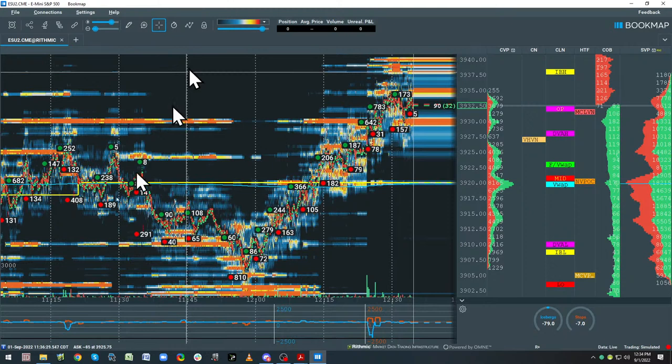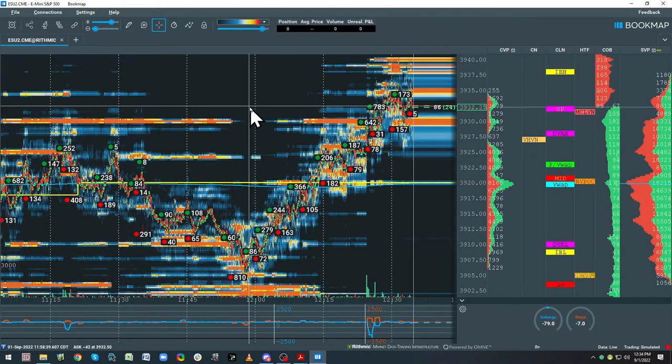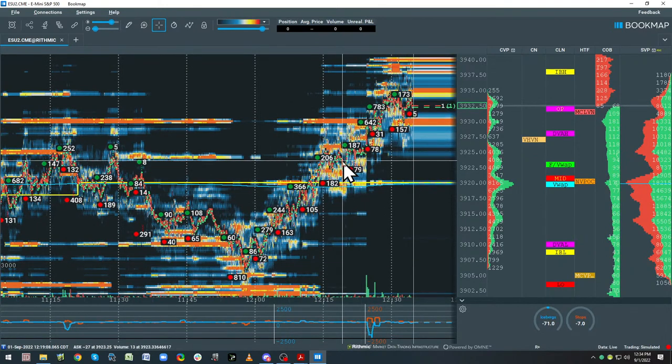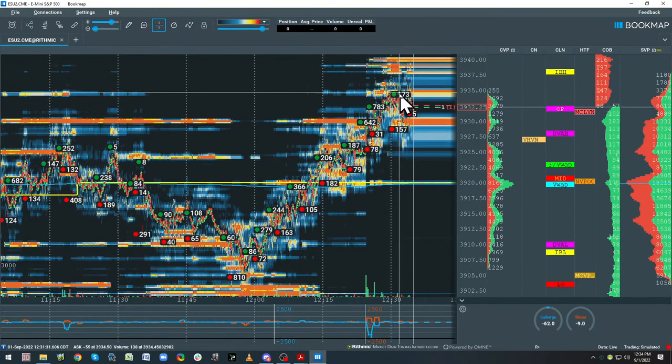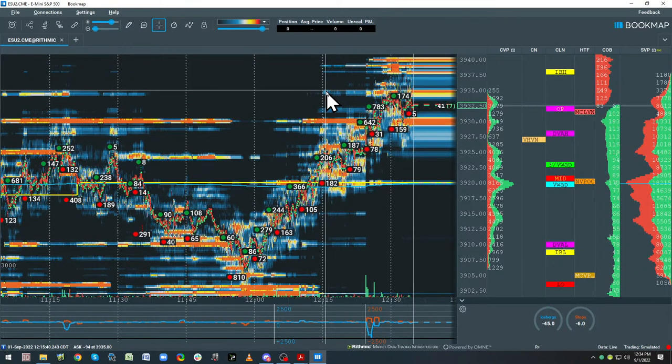For example, this is now what we had directional, and now we're in mean reversion, outside in, right? See how it's different? Well, if it's different behavior, I got to have a different plan. One size does not fit all.